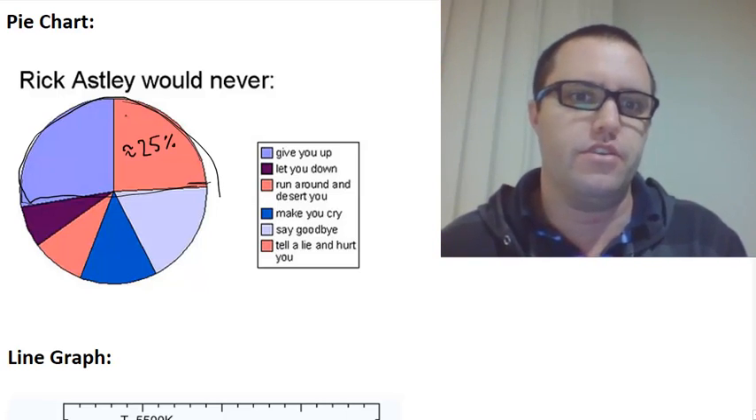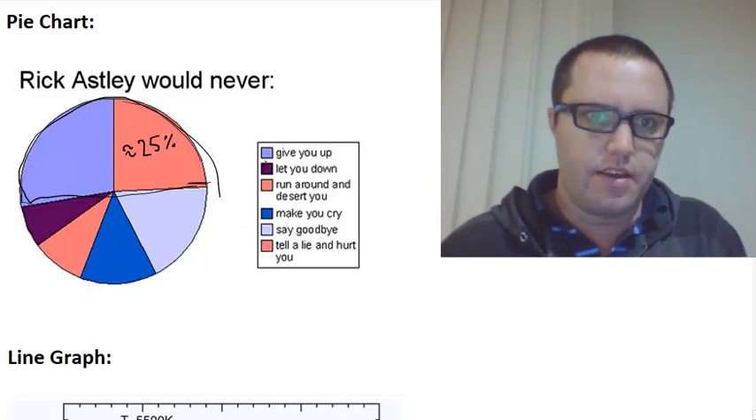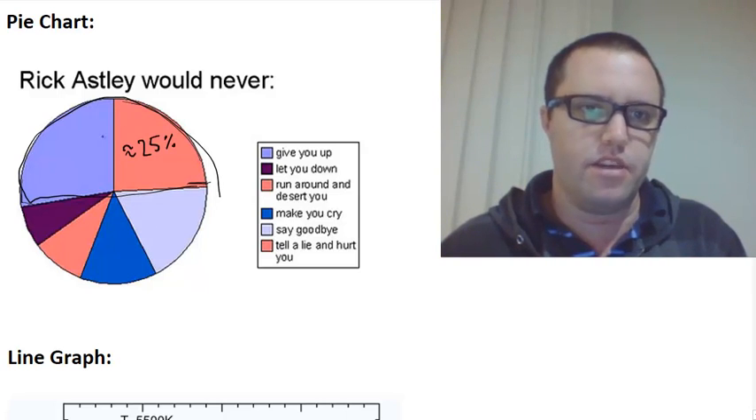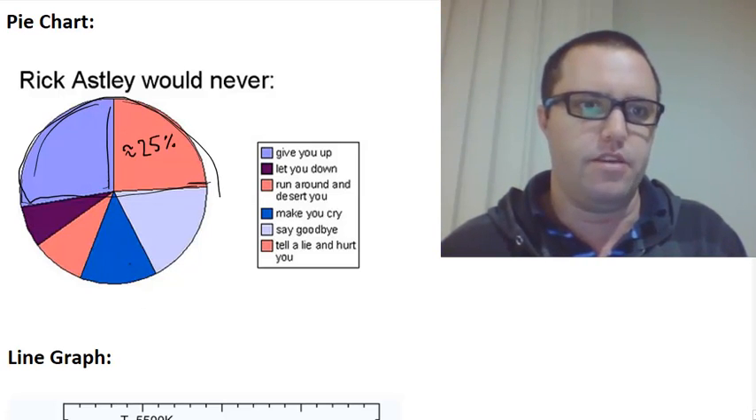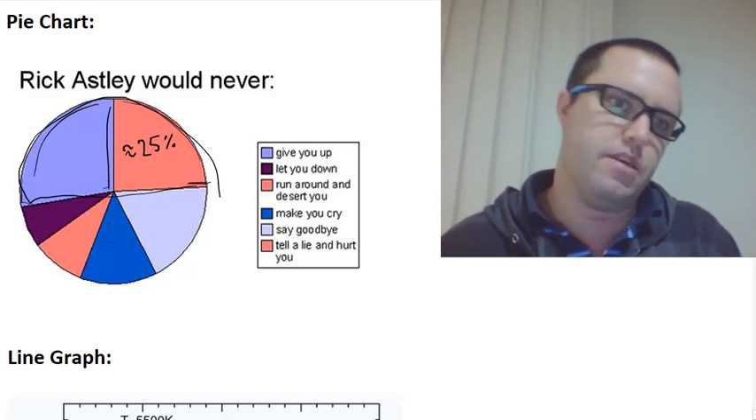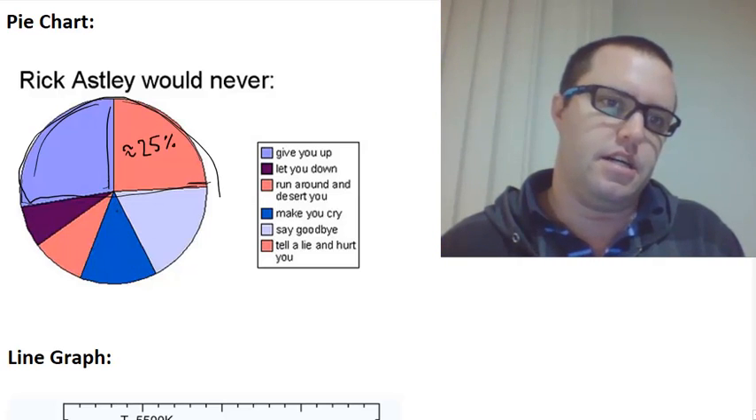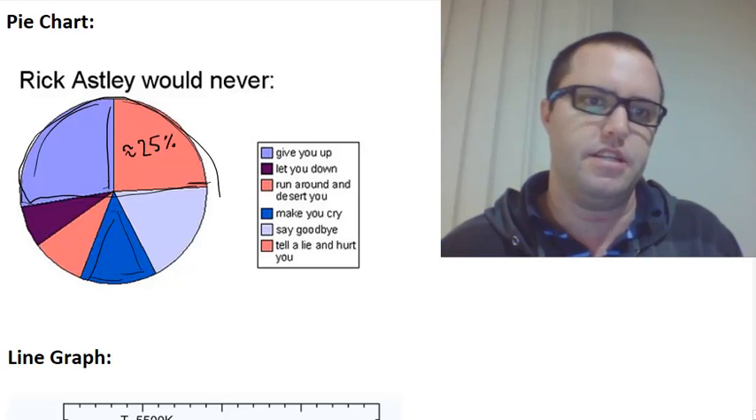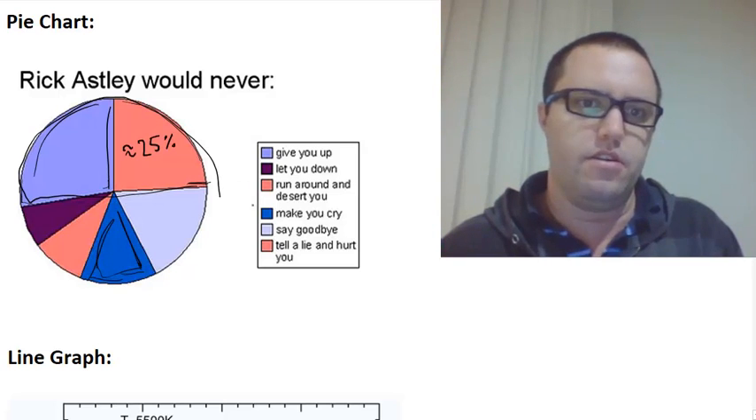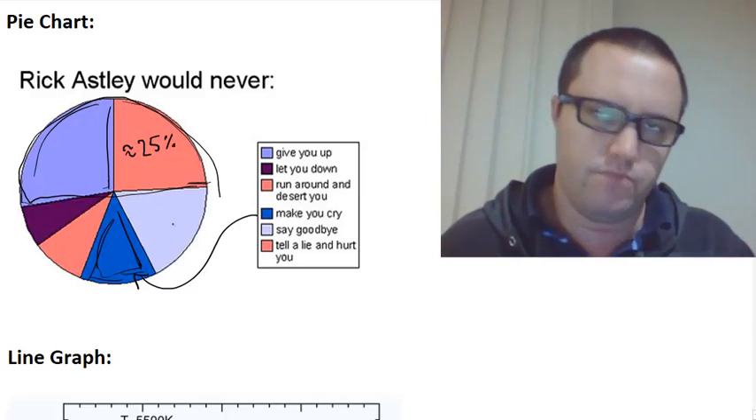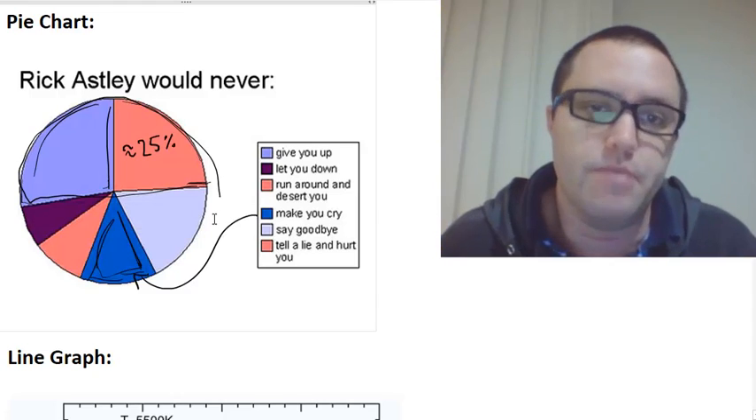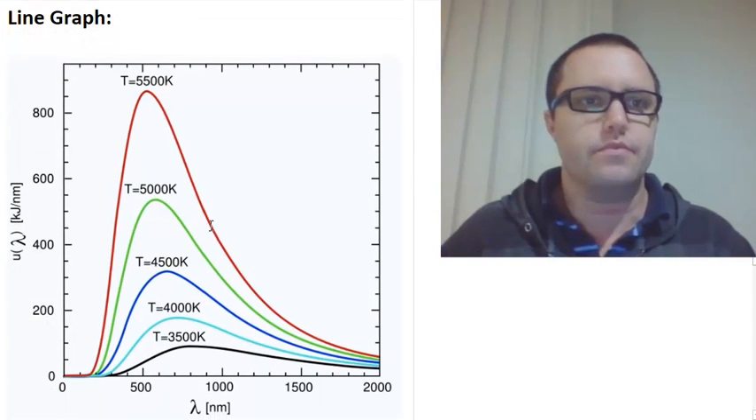So as you can see here, Rick Astley would never give you up just over 25% of the time, okay? And he would never make you cry, maybe about 15 or so percent. It would be this one here, okay? It's colored differently to let you know which one's which, so you wouldn't have to write it all in there. That's how those ones work. You've probably dealt with them heaps before. Okay, line graph.